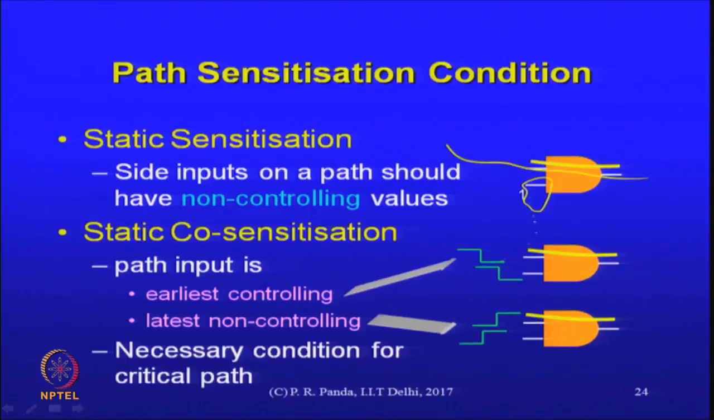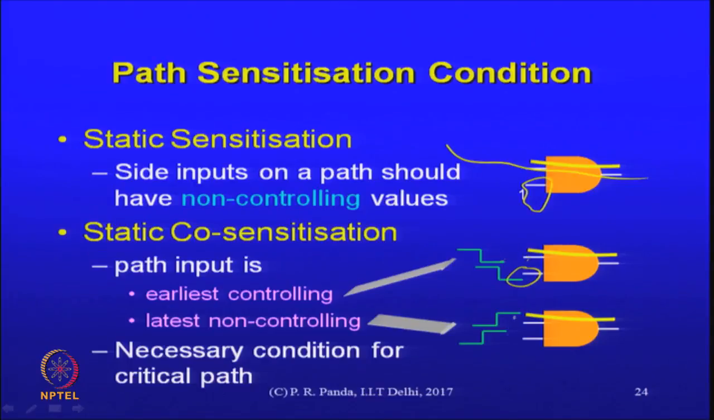So, this is a relaxation. Instead of strictly insisting that all the other inputs must have non-controlling values, it could be that we allow a controlling value on the others also, but the timing situation is such that this signal arrives first. If it is a controlling value, then along our path of interest the controlling value must appear first. Then too we say that it is sensitizable. So, this is part of co-sensitization.